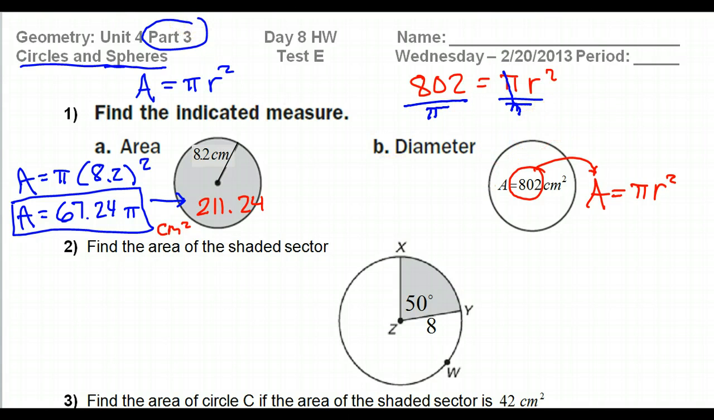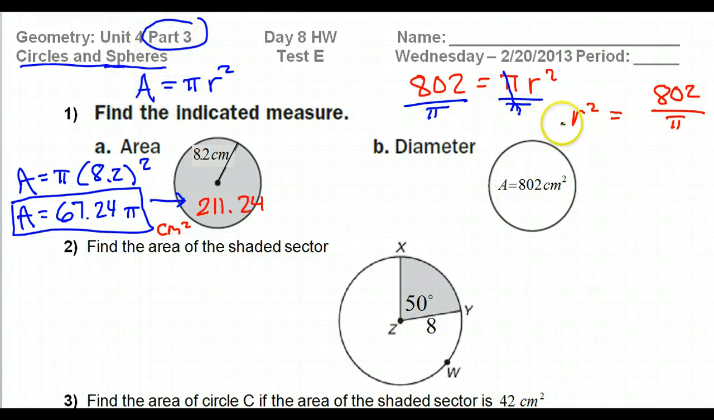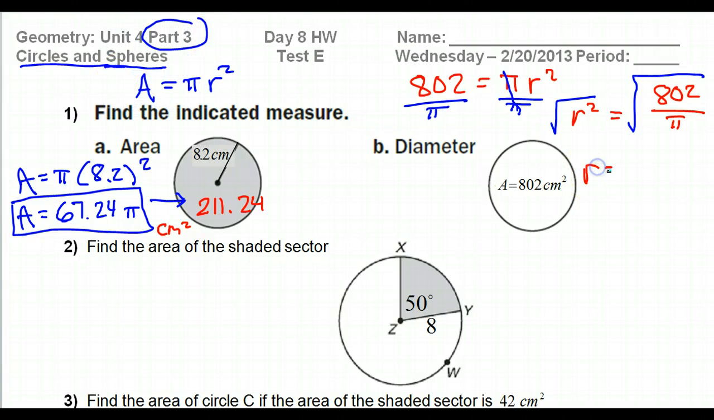So that's going to leave me with r squared. So far that means r squared is equal to 802 over pi. This is not the last step, so do not make a decimal. Instead, we'll leave it just like that. We know that we need to take the square root of both sides to get r by itself. So we will just take the square root. And that is going to give us the radius. Okay?